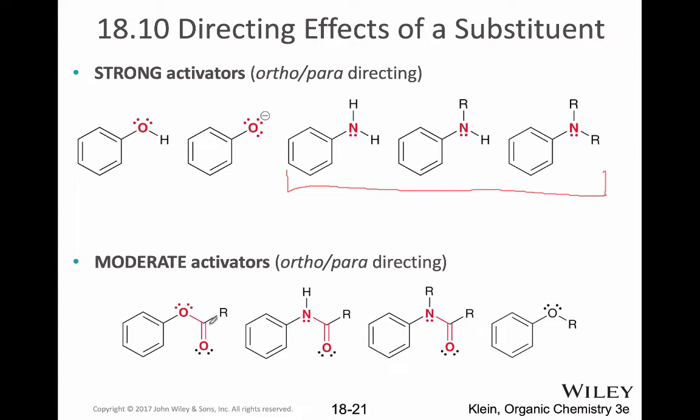Now we start decreasing the activating ability of the atom as we start putting an electron withdrawing group attached to the oxygen or the nitrogen, or an alkyl group. So again, these are moderate activators. Out of these four, this is going to be the most activating. This carbonyl is trying to pull electrons, so these electrons are tugging back and forth. But because the atom attached to the aromatic ring has a lone pair on it, these electrons are still going to resonate into the aromatic ring.